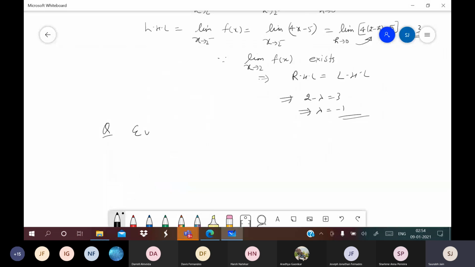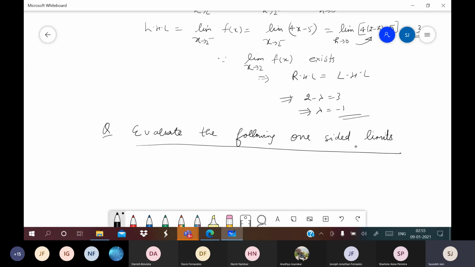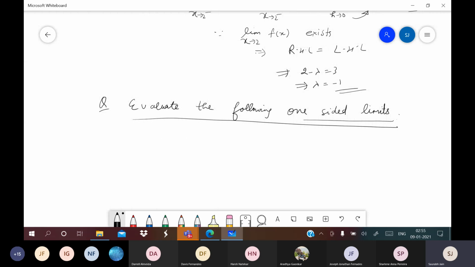Now see, sometimes in the question they may be interested in finding only one-sided limit. So if that is the case, fine, we will just find that sided limit and we will solve it. For example, this is the question.